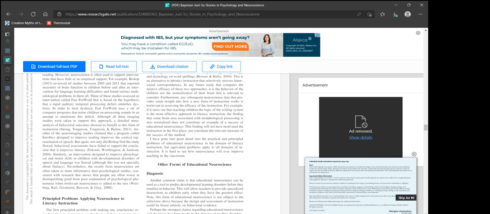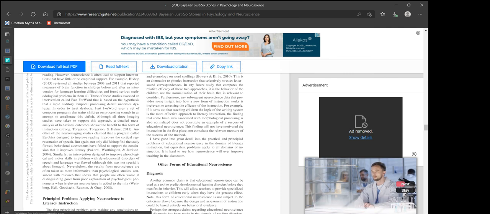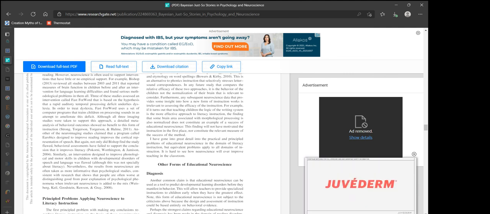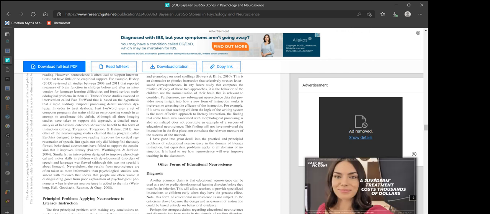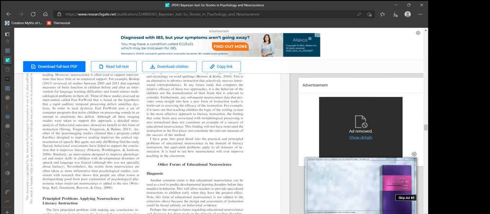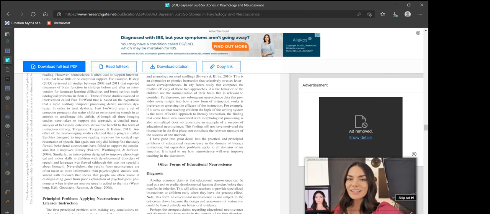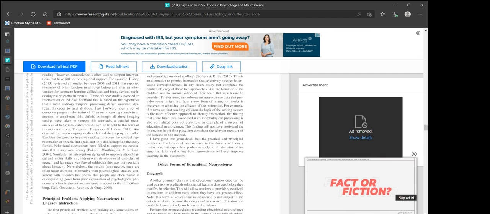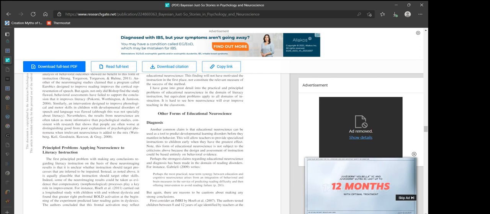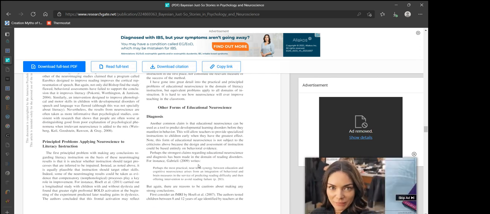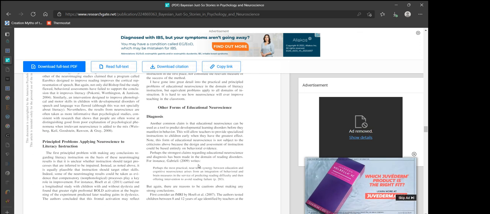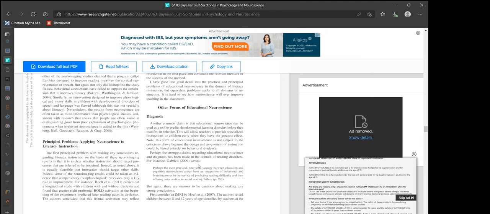Another of the neuroimaging studies claimed that a program called Earobics, designed to improve reading, improves the cortical representation of speech. But again, not only did Bishop find the study flawed, behavioral assessments have failed to support the conclusion that it improves literacy. Similarly, an intervention designed to improve phonological and motor skills in children with the developmental disorders of speech and language was flawed, although this was not specifically about literacy. Nevertheless, the results from neuroscience are often taken as more informative than psychological studies, consistent with research that shows that people are often worse at distinguishing good from poor explanations of psychological phenomena when irrelevant neuroscience is added to the mix.